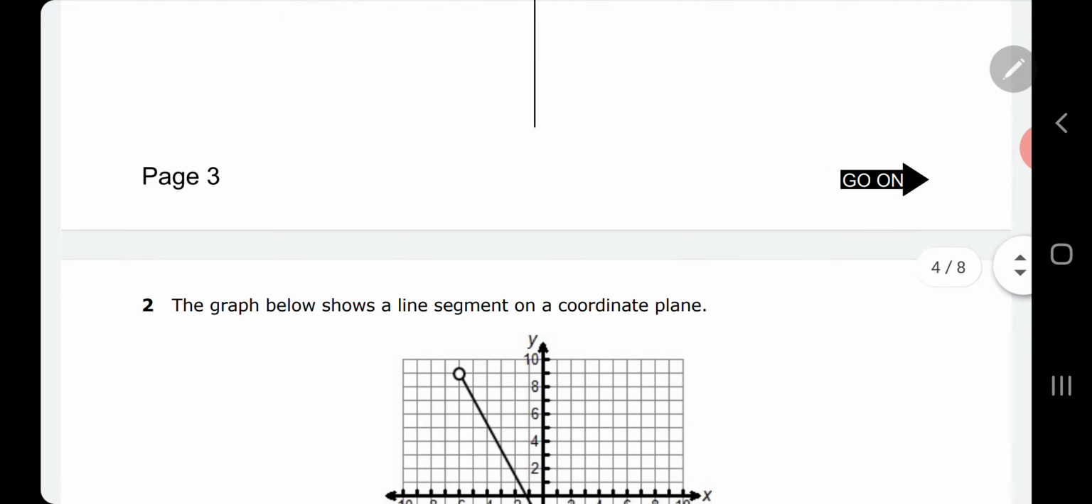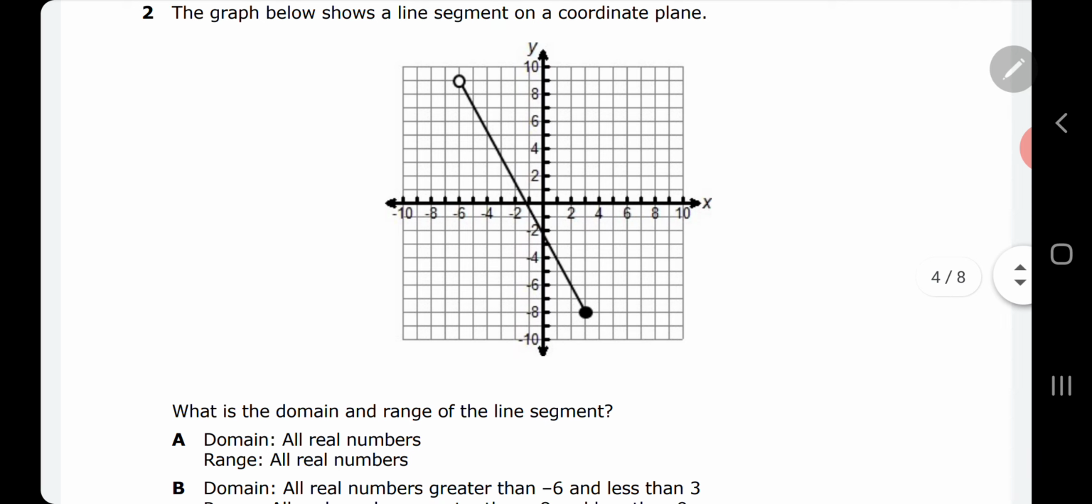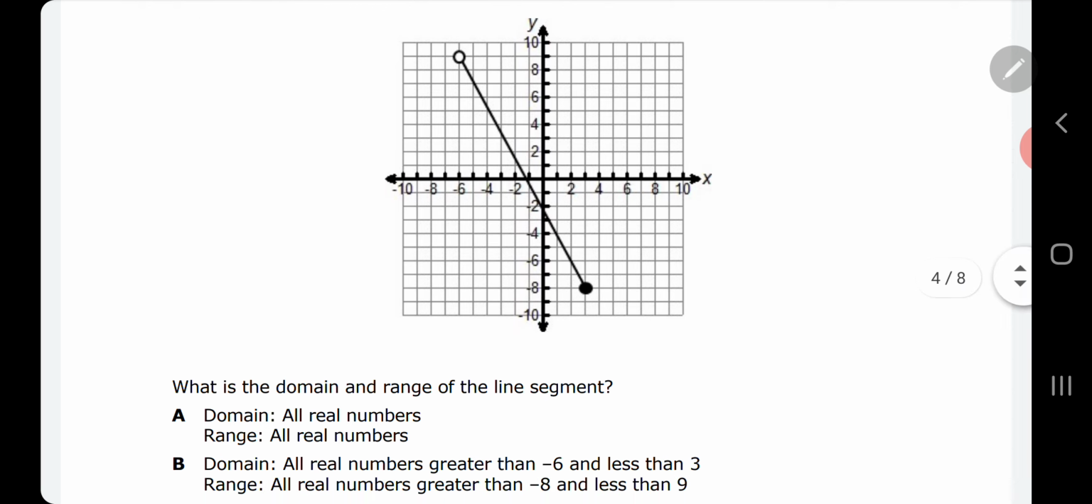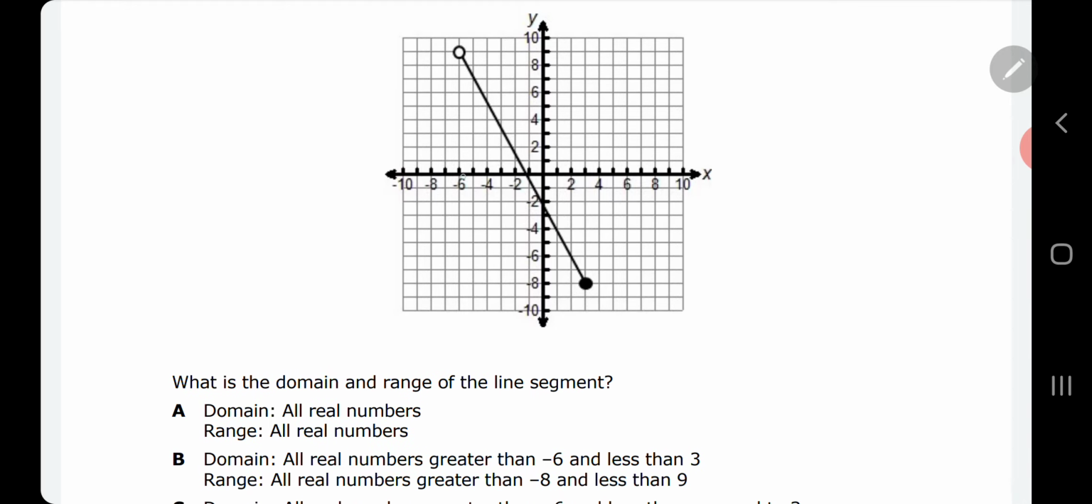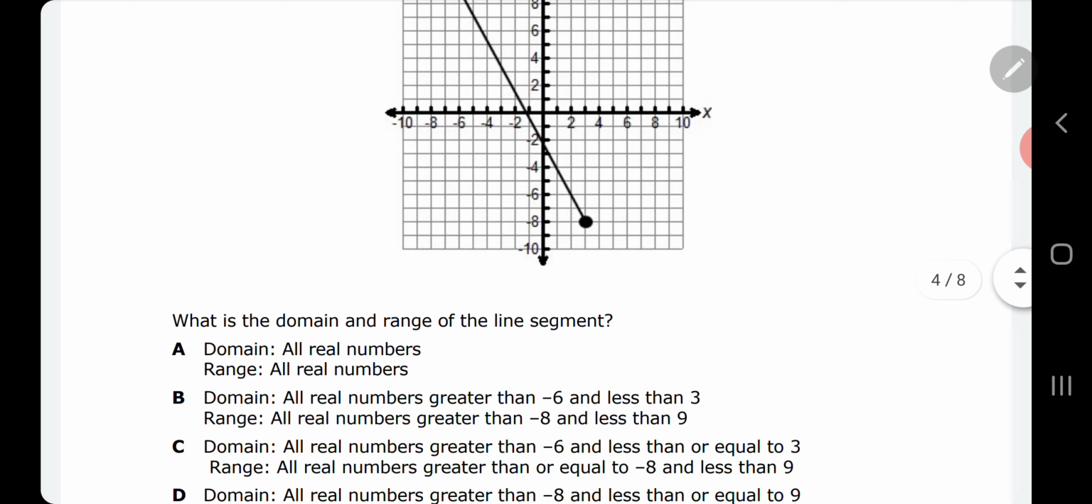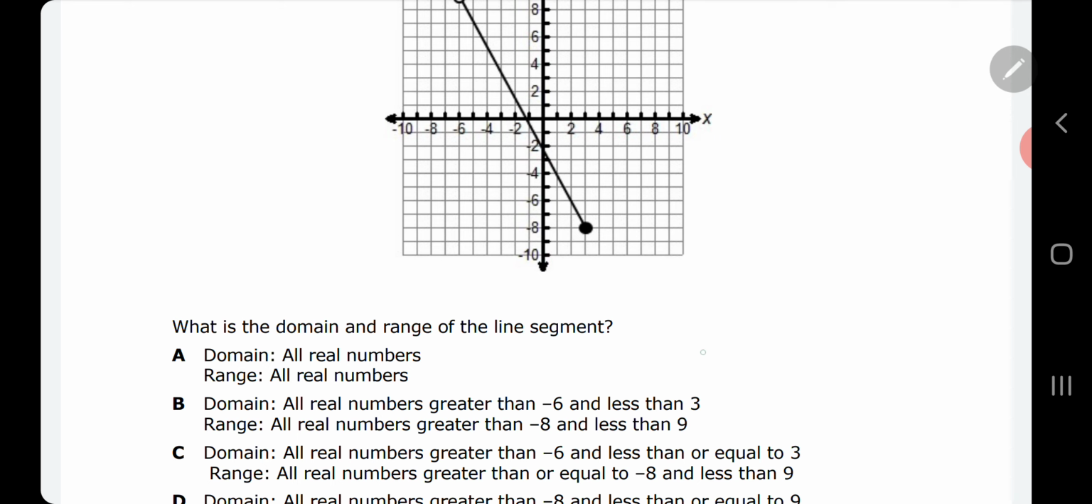All right, I want to look at number 2 real quick. Asks, what is the domain and range of the line segment? Well, this one has verbal description. So once again, to find the domain, we go furthest left we can go, which looks like it's at -6 because we're looking at this point at the very left. And the furthest right that this line goes is all the way to this right point right here where it's solid. And it goes to 3. So we're between -6 and 3, where we can be 3 but not -6. So clearly we're not all real numbers, what A implies.